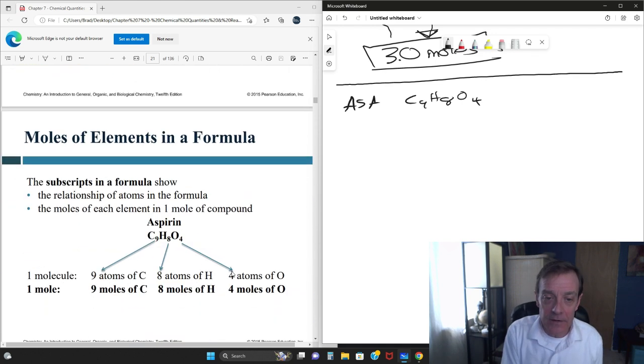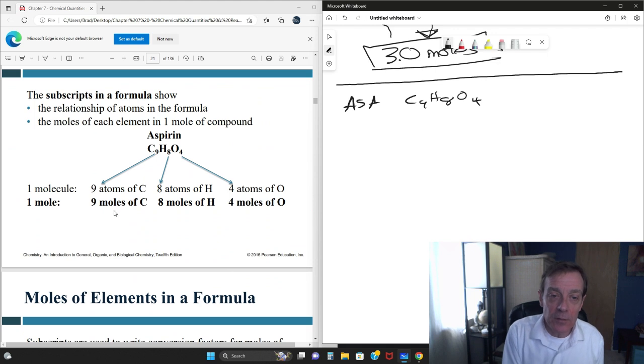Okay, so let's use this. Like I said, 9 moles of carbon, 8 moles of hydrogen, 4 moles of oxygen, right there.